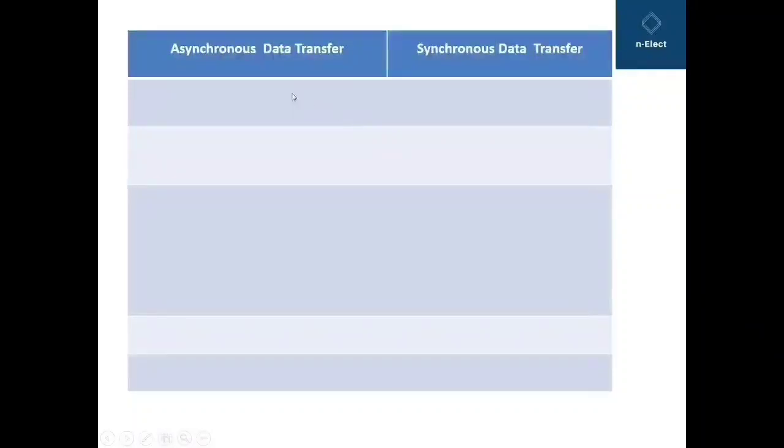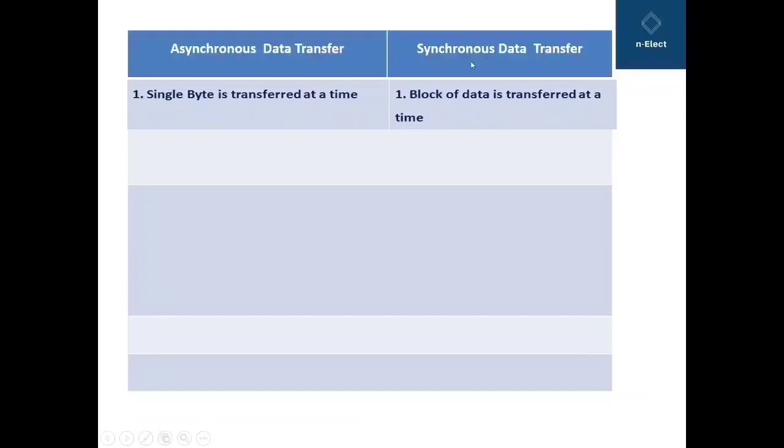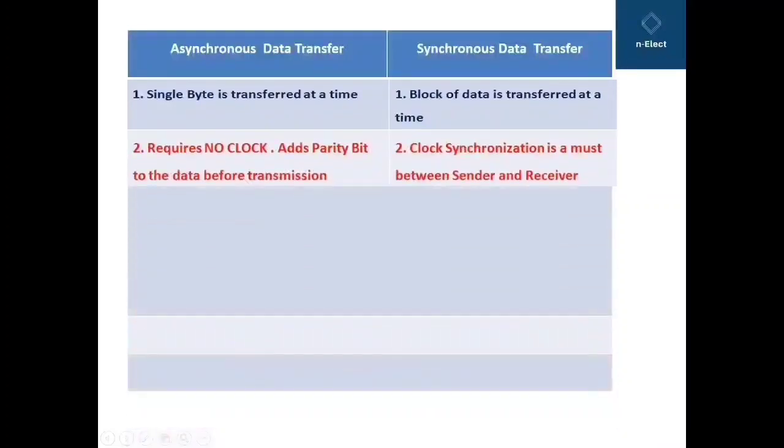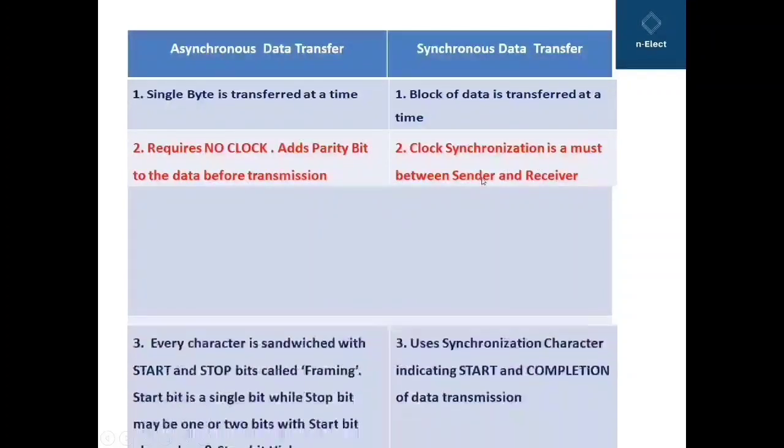We will see the differences between asynchronous data transfer and synchronous data transfer. In asynchronous data transfer, a single byte is transferred at a time, while in synchronous data transfer a block of data is transferred at a time. Asynchronous data transfer requires no clock and adds a parity bit to the data before transmission. While in synchronous data transfer, clock synchronization is a must between sender and receiver.